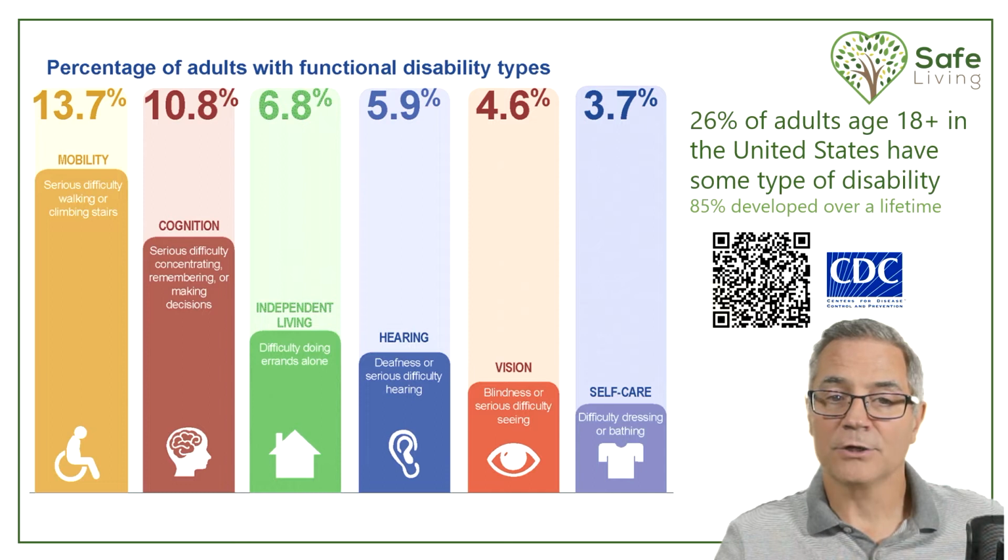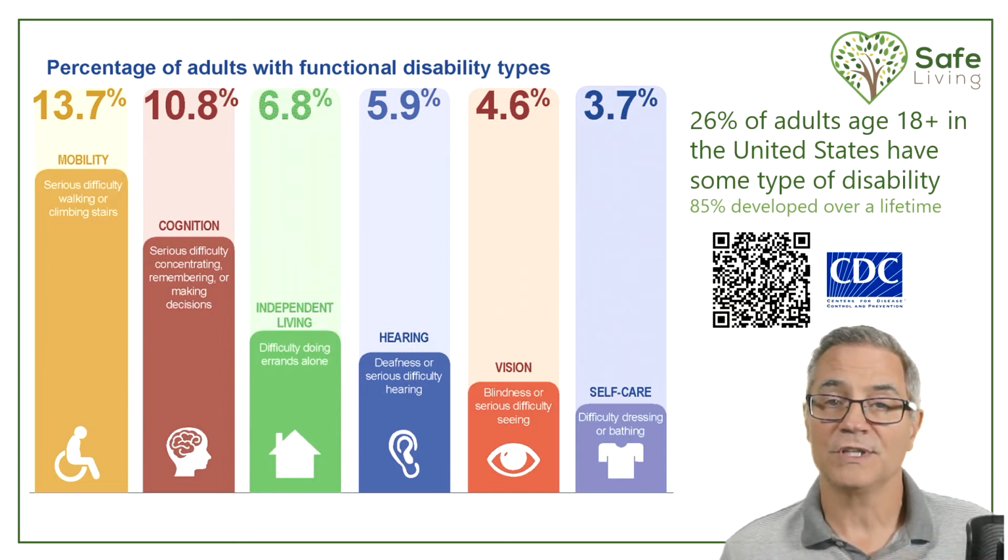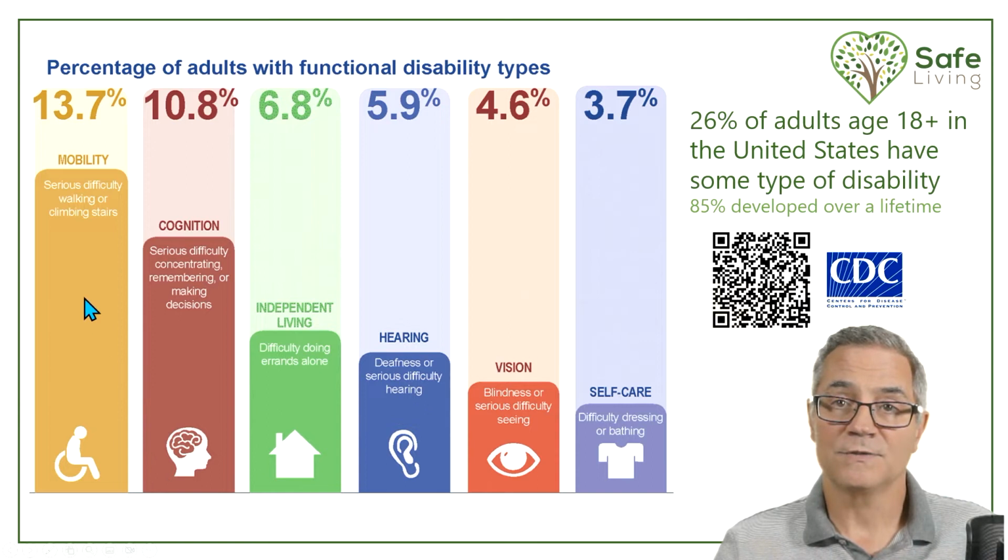This slide shows the percentage of adults with the functional disability types. 26% of adults age 18 and over in the United States have some type of disability, and 85% will develop one over a lifetime. But if we look at this breakdown, again, this is really important when we start to look at home modifications.